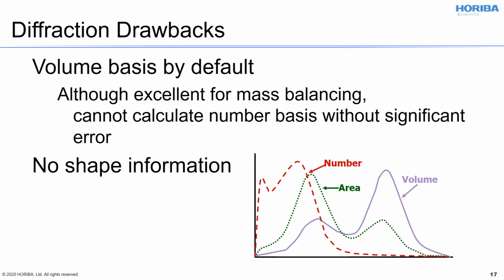Data collection is significantly less than that. So, some drawbacks. One is that laser diffraction gives you a volume basis result by default, which is excellent for mass balances, and it's not always that great for finding your number-based particle size distribution. So that's something to keep in mind as you have your results. A second is that you don't have any shape information about your particles.